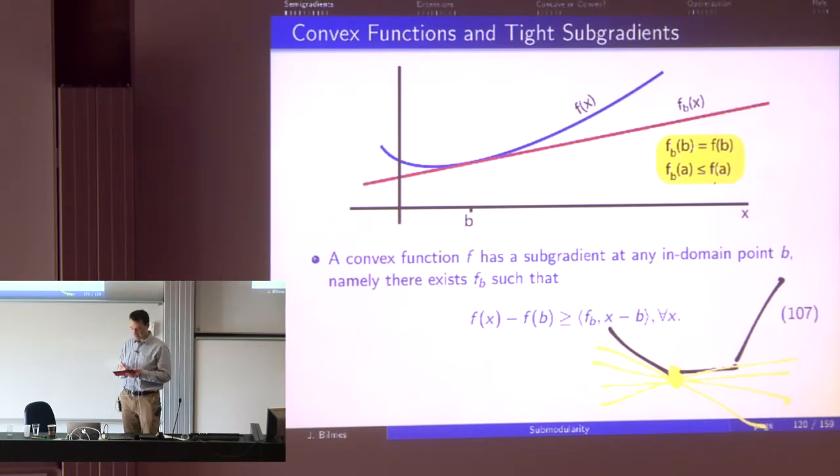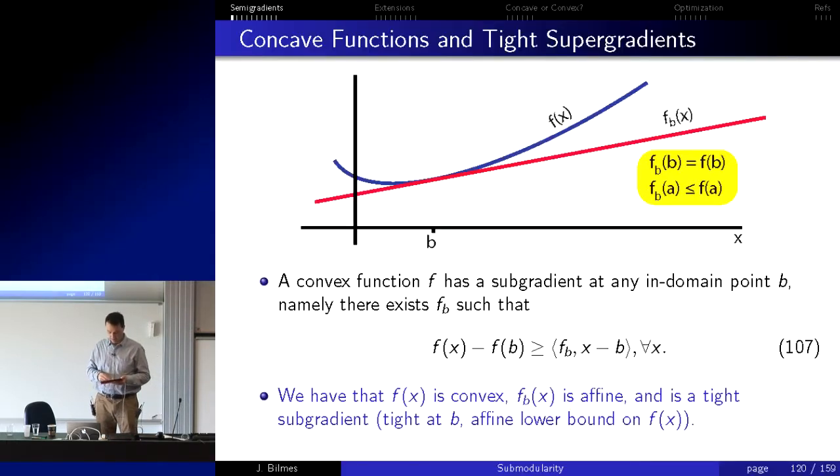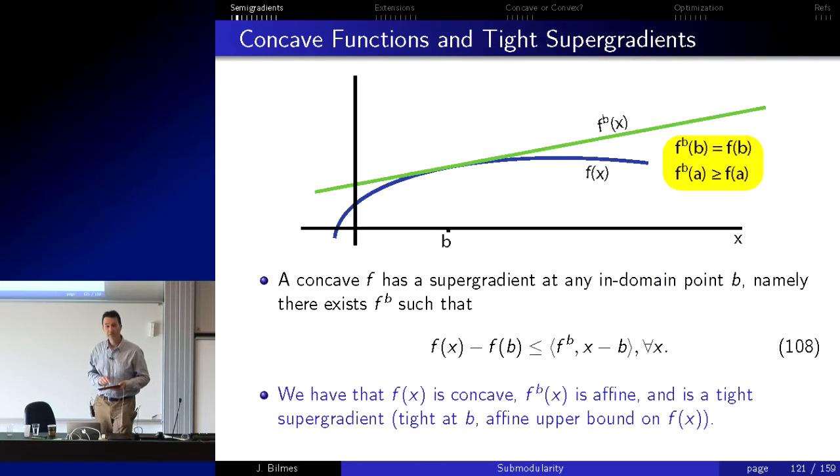And one way of describing it is that the equation that describes a subgradient is this. It's equation 107. Whenever the function f is convex, the subgradient is an affine function. It's a linear function plus an offset. And it's tight at any particular point. And convex functions, whether differentiable or non-differentiable, have tight subgradients at every point in their domain. Concave functions have supergradients.